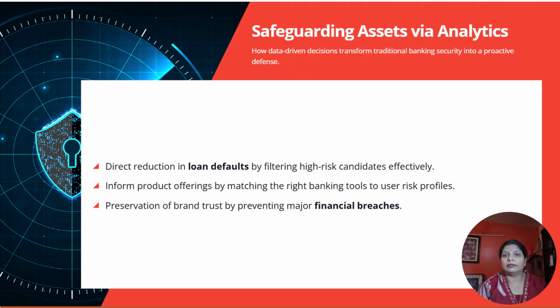In addition, analytics also plays a critical role in preservation of brand trust. So by detecting and preventing major financial breaches and fraud incidents, the bank actually protects both customer assets and its institutional goodwill and reputation. So overall, if you see, this case demonstrates how data-driven decision making enables banks to move from reactive security measures to anticipatory risk management, safeguarding the financial assets while supporting a sustainable growth to the customer.